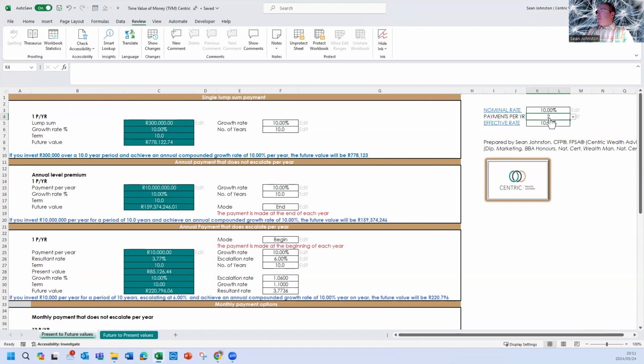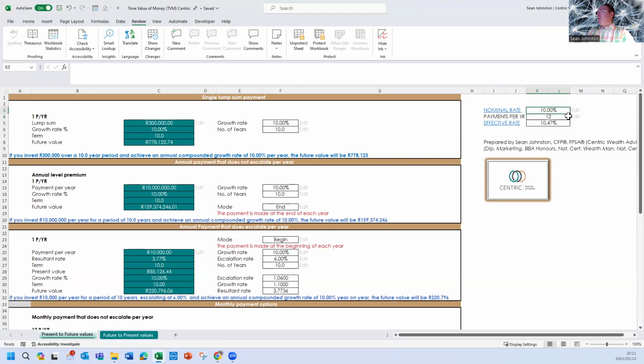If you're making 2 payments a year, which means it's every 6 months, your effective rate is going to be 10.25% because you're applying interest twice in that year. Quarterly, 10.38%, and then lastly, 10.47%. This just effectively means that if you're making payments per month, your interest accruing is at a rate of 10.47% to factor in the payments that you're making.